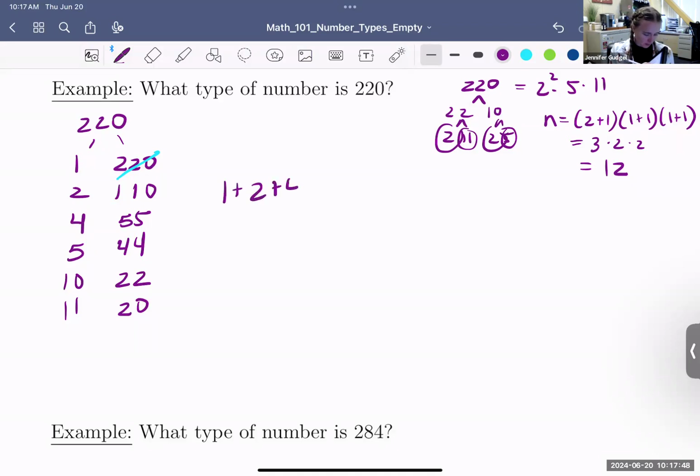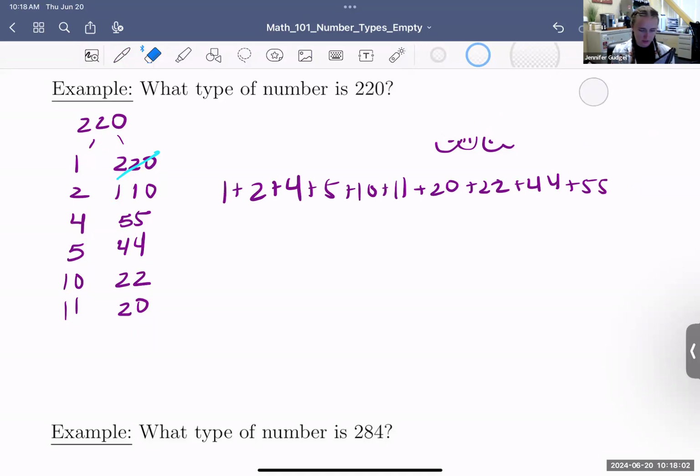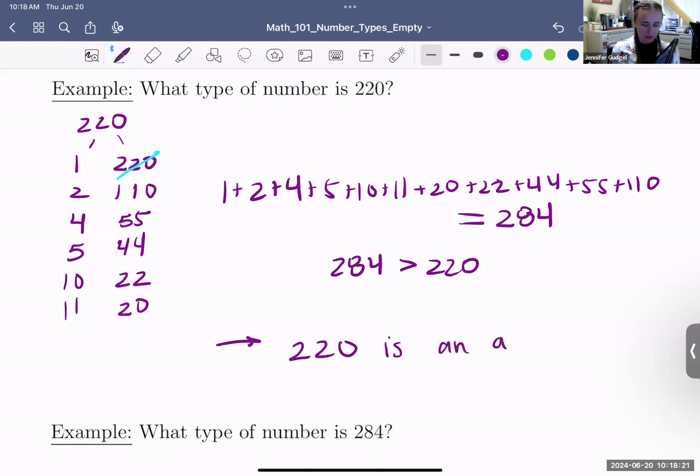1 plus 2 plus 4 plus 5 plus 10 plus 11 plus 20 plus 22 plus 44 plus 55. Let me erase this so it's out of the way. Plus 110. When I add all of these together, I should get 284. This is a number that is larger than 220. Therefore, 220 is an abundant number.